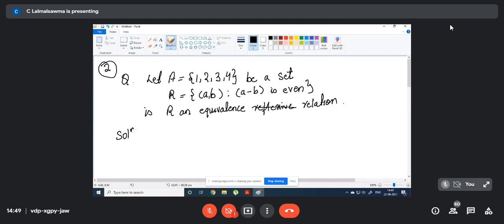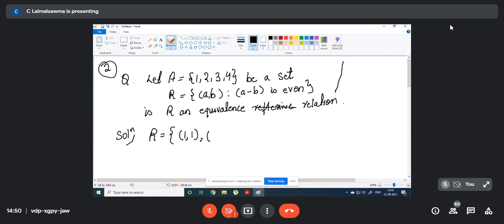Solution. Now R is defined by A minus B is even, all the pairs in which the difference is even. Okay, I will give one example. For the pair, let's start with 1. 1 minus 1 is 0, which is even. So 1 1 belongs to R. If the difference is even, then 1 1 belongs to R.